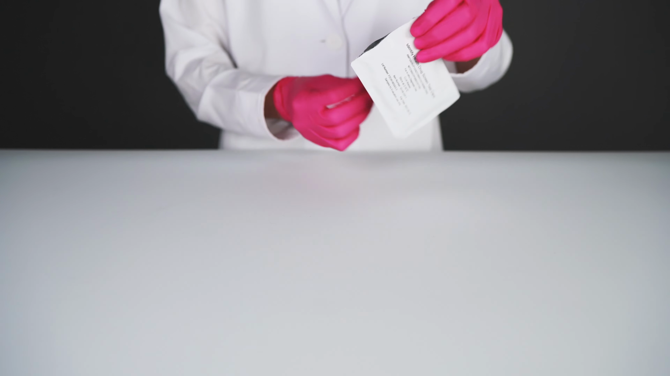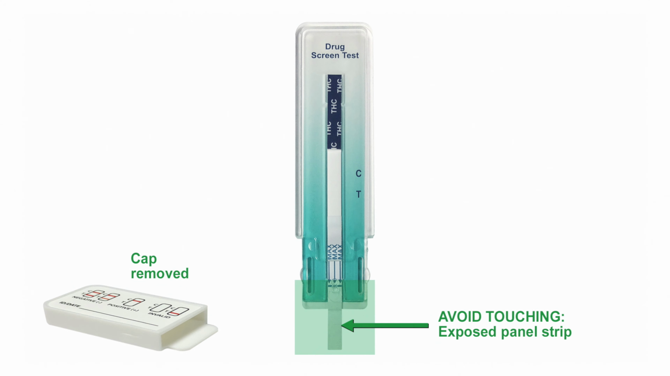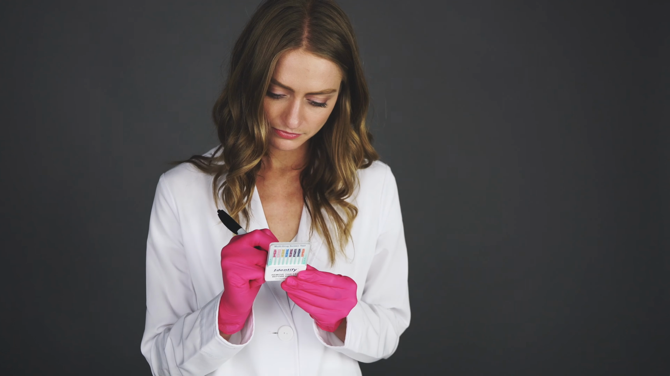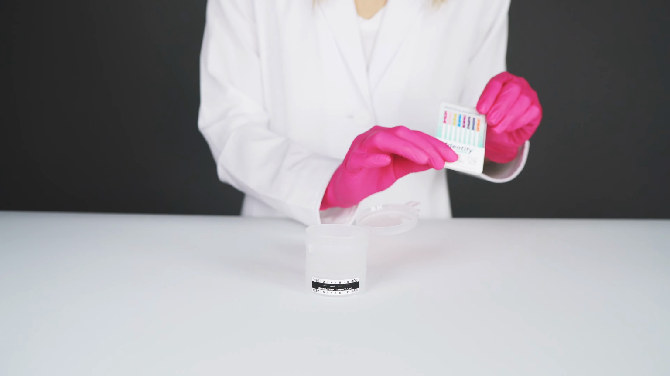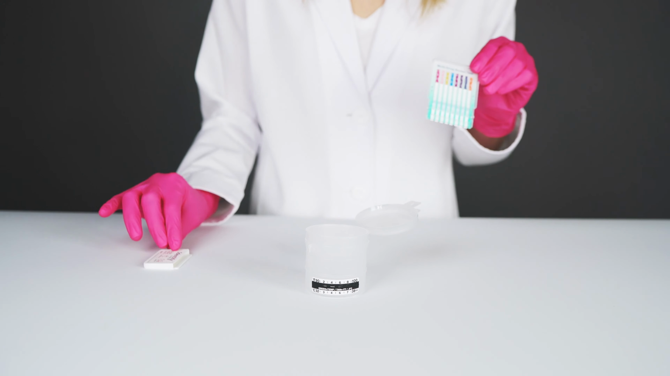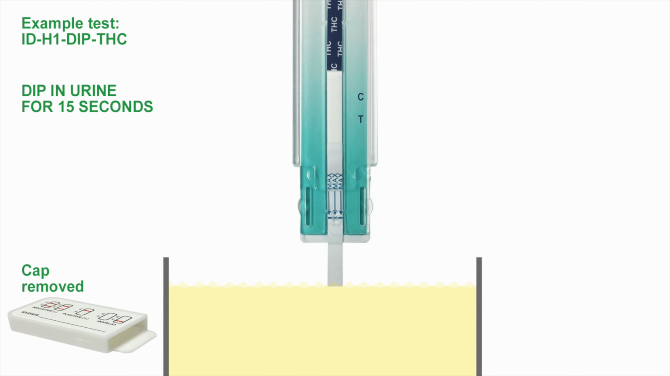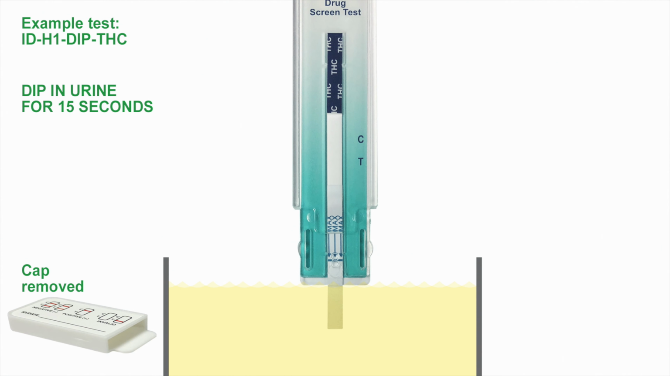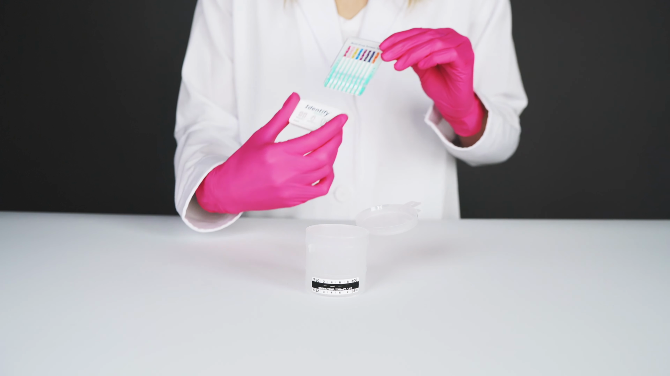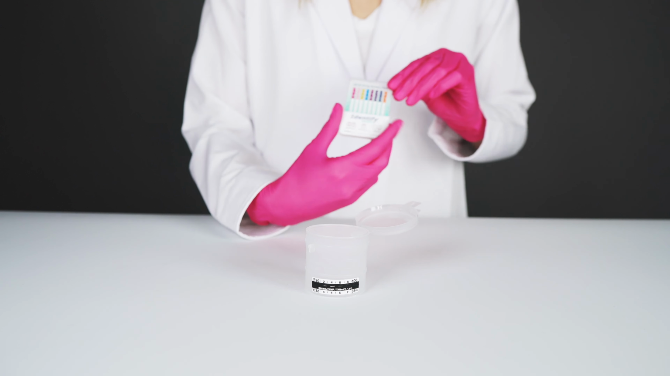Remove the dip card from the sealed pouch. Make sure not to touch the test area of the device. Write the donor name or ID in the provided space, then remove the cap. With the arrows pointing towards the urine specimen, immerse the sample tips vertically in the urine specimen for at least 20 seconds. Remove the device from the urine specimen and put the cap back on the dip card.